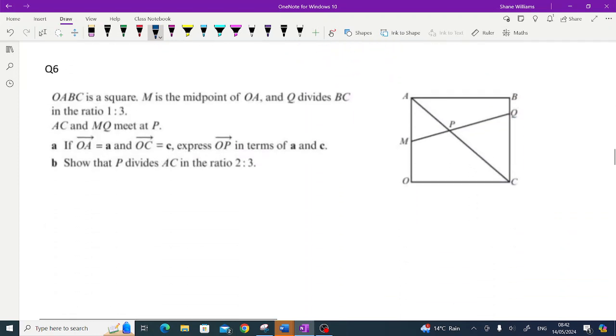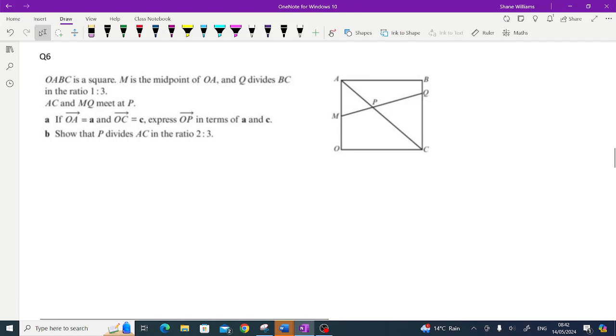So now we move on to the slightly more difficult questions. Okay, so in this case, we're trying to find out where P is. We're not told. We're told information about other locations. So we know that M is the midpoint of O to A. So let's label some vectors. So O to A is a, and the other one I believe is going to be called c. This one's going to be called c along here. So that's all the way from here to here. And this one's all the way from here to here.